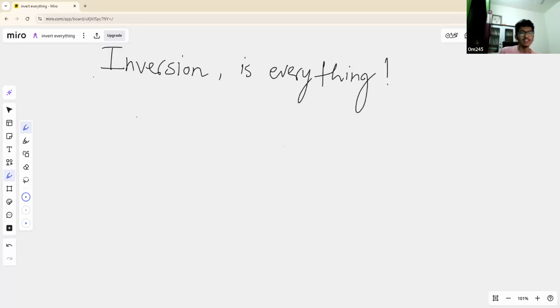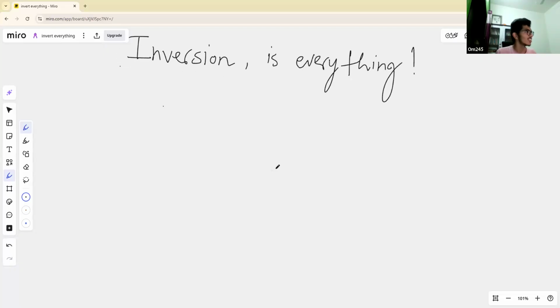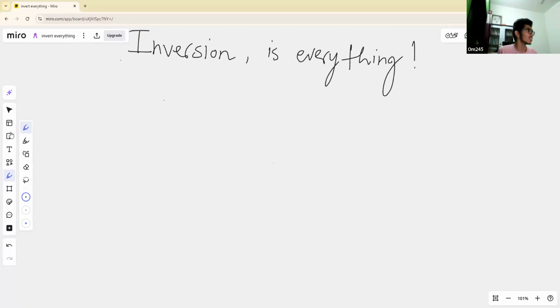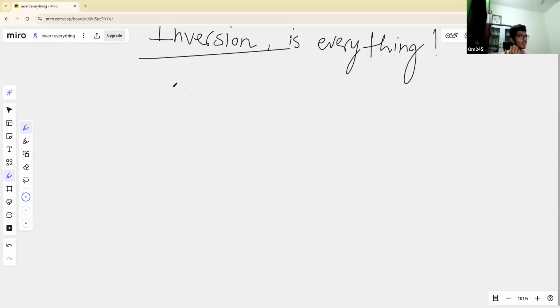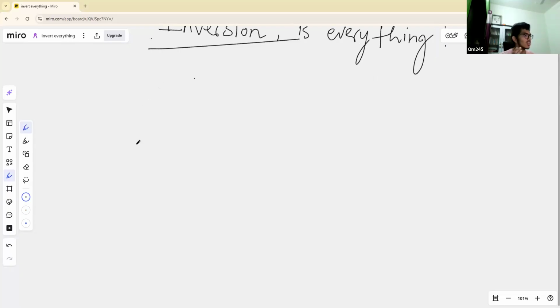Okay, let's start with, first of all, what is inversion? Let's go with the easy definition. First of all, you can consider one circle, call this circle omega, with center O. Let's assume the radius is r, small r. Then inversion is a type of transformation.